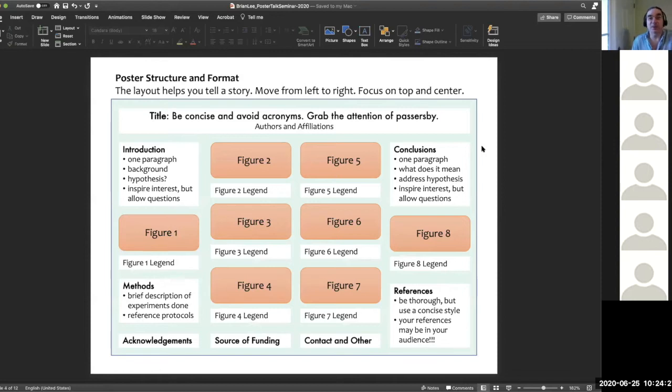All right, so format. This is one of the possible formats that most people follow for poster presentations.